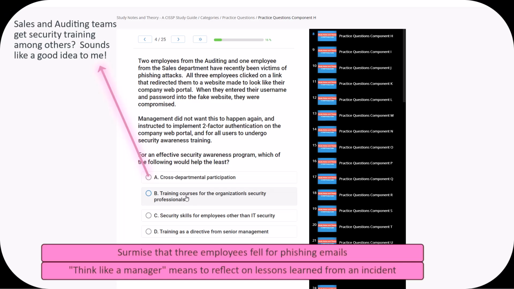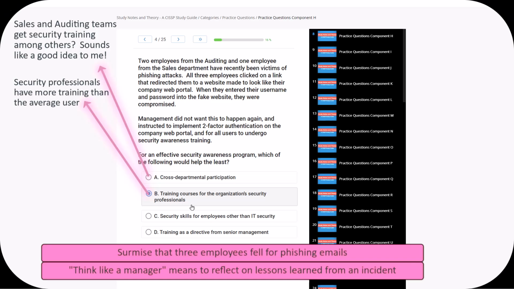Choice B, training courses for the organization's security professionals. Tricky question. I know this. You don't want training for the security professionals. We're already trained, right? We're already trained in the ways of security. And of course, we can always use more training, but the focus of this question is to train the users. So I'm going to say choice B is probably the right answer, but let me check out choice C.